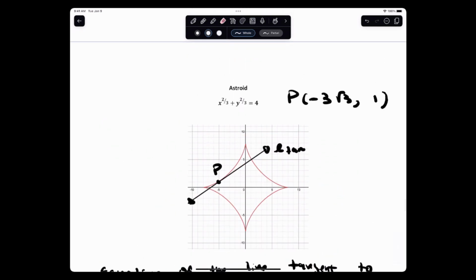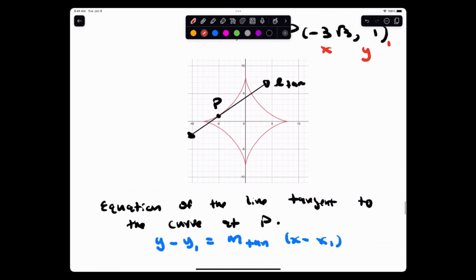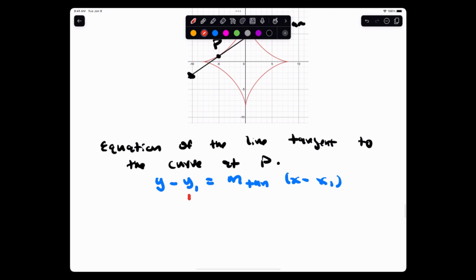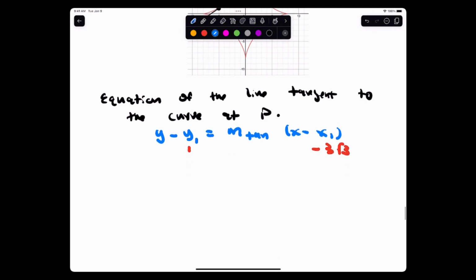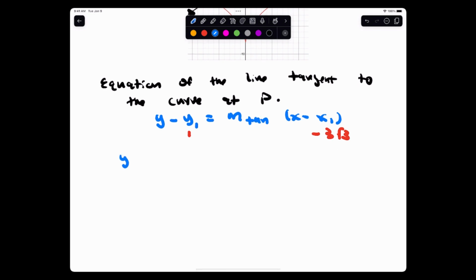Here's your one and only point here, right? Here's the one point, x coordinate, y coordinate. So we have 1 here and minus 3, what? Square root of 3. So you have that y minus 1 is m tangent times x, minus the minus will make that a what? Plus now.